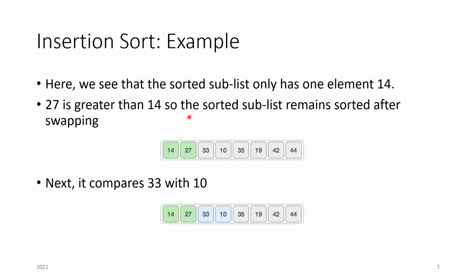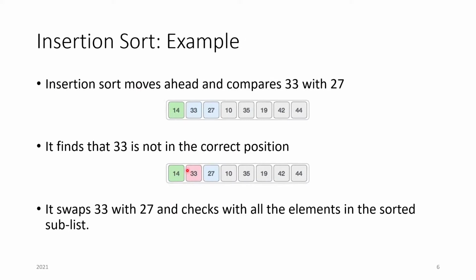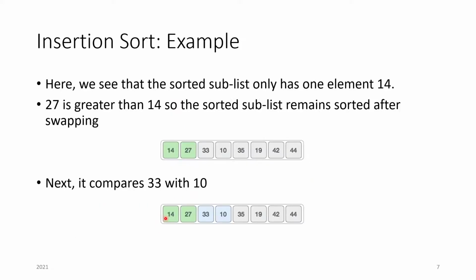So the sorted list here, when it does this swap, it checks the sorted list to make sure that the items in the sublist are also sorted accordingly. The sorted sublist only had 14, and the value of 27 that we just swapped there is greater than 14. So we make sure that it remains in that particular order as we keep on going.